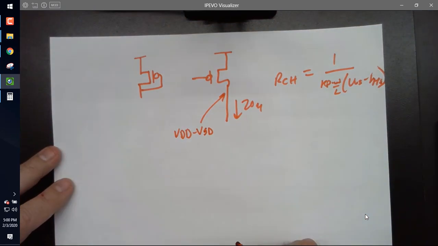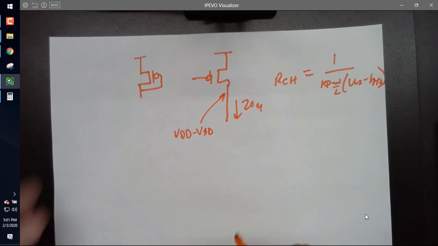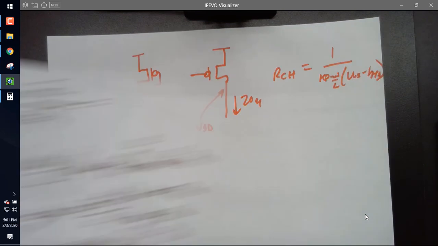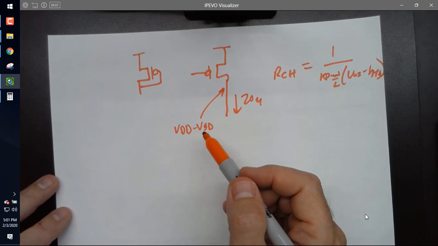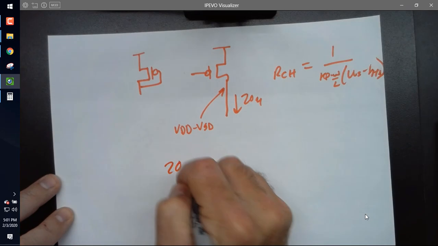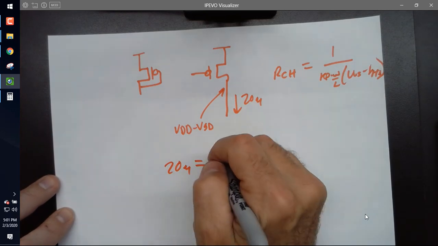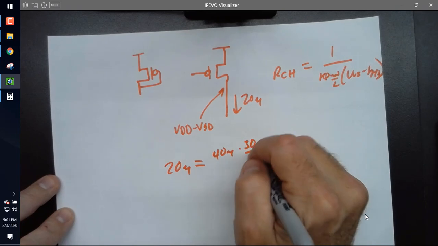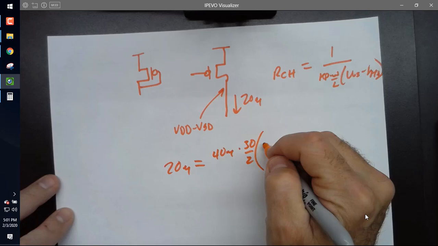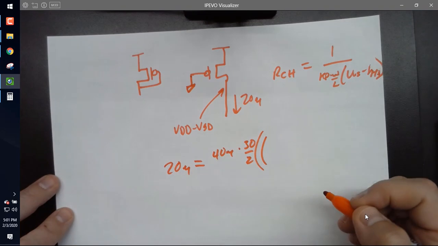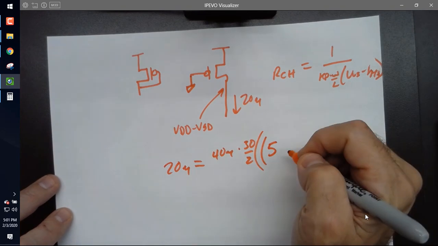Looking good? Okay, and so how do I calculate VSD? Oh, I use VDS, that's sorry. So used to using VDS, that's supposed to be VSD. All right, how do I calculate VSD? You say, gee, you're not challenging me. I got the current's 20 microamps. And I've got Kp is 40 microamps times 30 over 2 times VGS, which is what? Don't all scream it at once. 5. That's VSG.